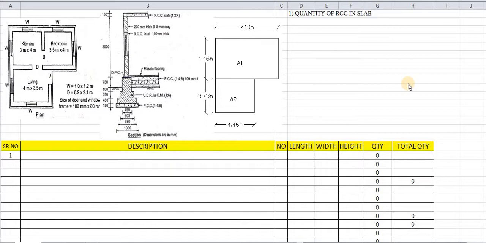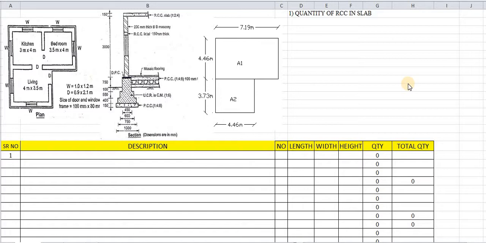So RCC in slab, how to find out the quantity of RCC in slab. Just we are finding out the quantity. In further lectures we will also find out the quantity of steel in RCC. It is a different part of this unit number 2. But presently we will only find out the quantity in meter cube, because as we have already studied in modes of measurement, RCC in slab is measured in meter cube because it has some thickness.